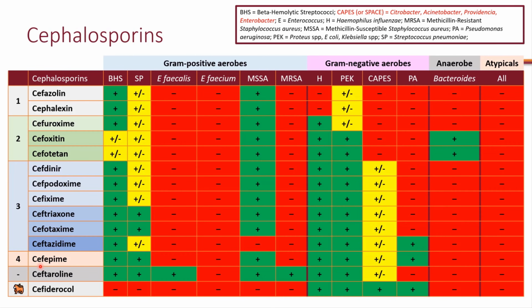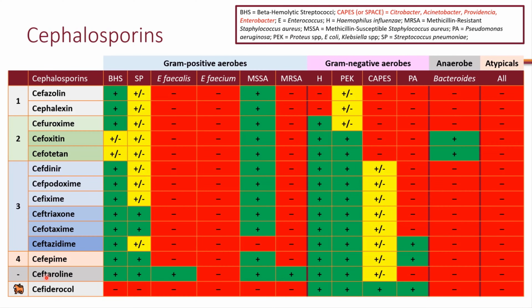When it comes to fourth generation, cefepime is the only fourth generation we have, and the unique thing about it is, again, Pseudomonas: excellent Pseudomonas activity, and it also has good gram-positive activity, so beta hemolytic strep, strep pneumo, and MSSA.